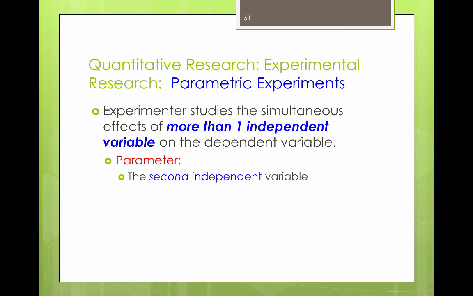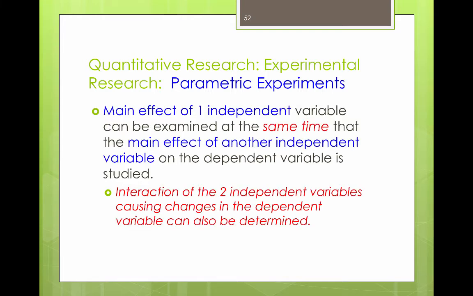We're going to talk about parametric experiments now. With a parametric experiment, there's more than one independent variable on the dependent variable. Whereas in the past we talked about a bivalent, where there's two versions of one independent variable, or a multivalent, where there's more than two versions of an independent variable, with parametric experiments there's more than one independent variable. So there are at least two separate independent variables.